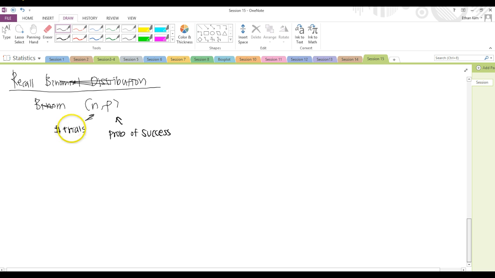Okay, and another thing, the expected value of binomial distribution is always n times p, and variance of x for binomial distribution is always n times p times q. Okay? So keeping this in mind, let's just look at how normal distribution is used.